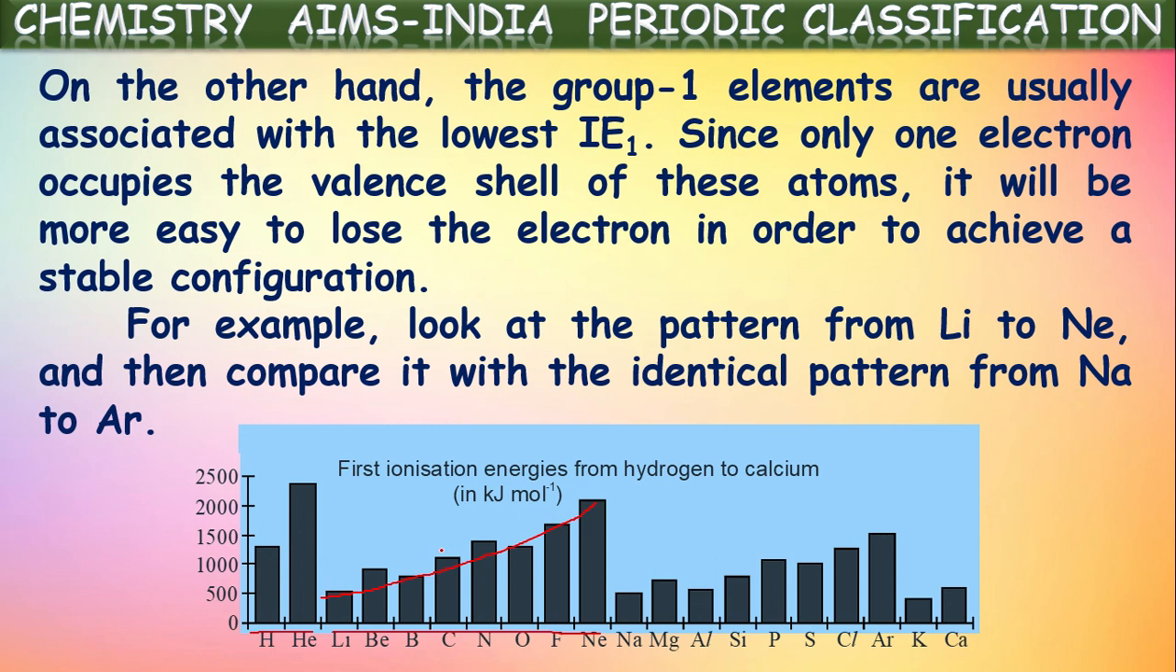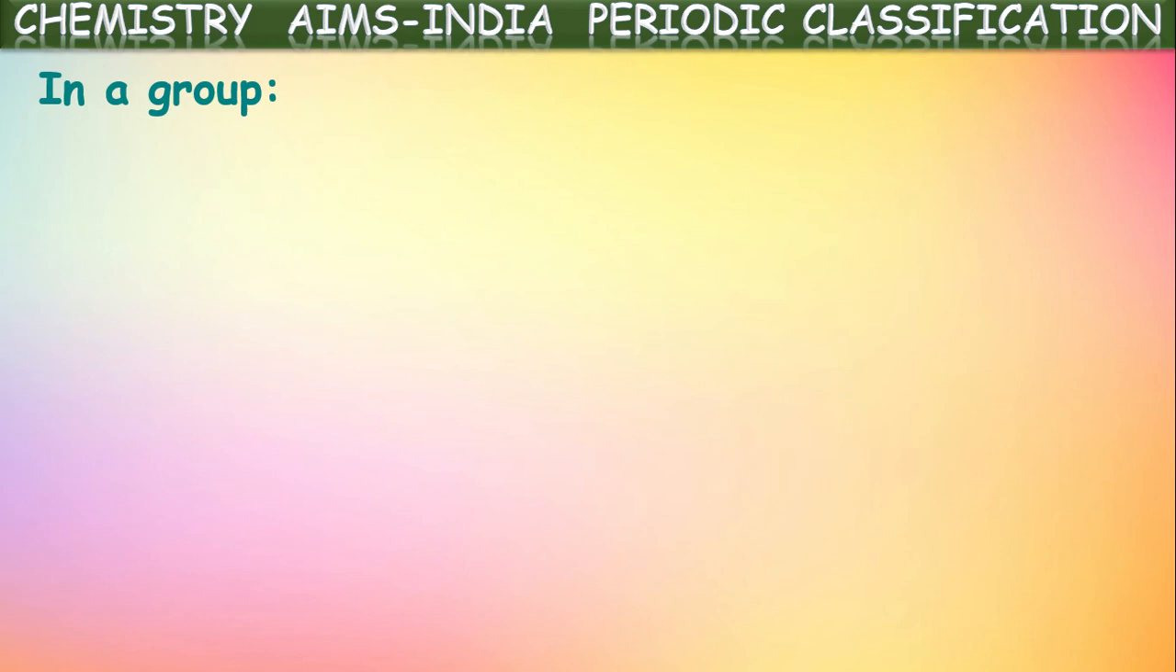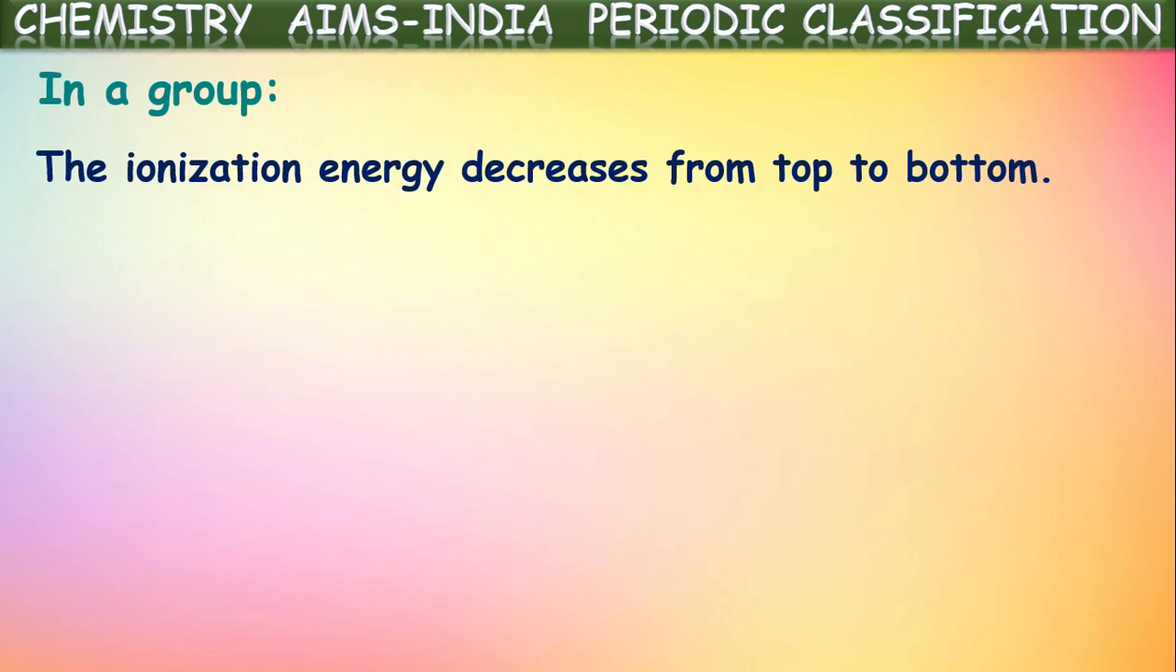But there are some exceptions which we are going to learn in further classes. But generally, we can say it increases from lithium to neon, isn't it? And if you see the third period elements from sodium to argon, here also there is a gradual increase. So from this, what we can say is, in a period in general from left to right, ionization potential increases because the size of the atoms decreases. Next, what happens in a group? The ionization energy decreases from top to bottom in a group.